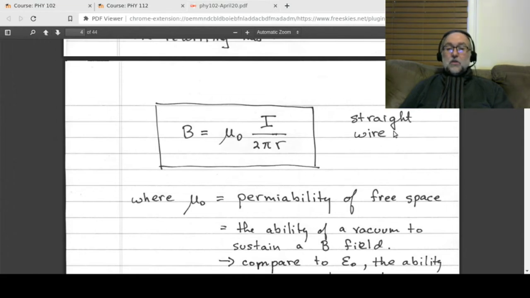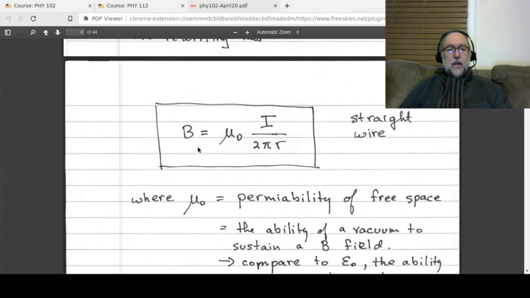So this is the B field generated by a straight wire, and it's equal to mu naught, the permeability of free space, I'll give you that value in a second, multiplied by I, which is the current, and divided by 2 pi r. As you go further and further out from the wire, your r is going to increase, and your magnetic field will decrease. If you have a bigger current traveling through the wire, then you're going to get a bigger B field. So bigger I, bigger B; the further you are from the wire, the smaller B.